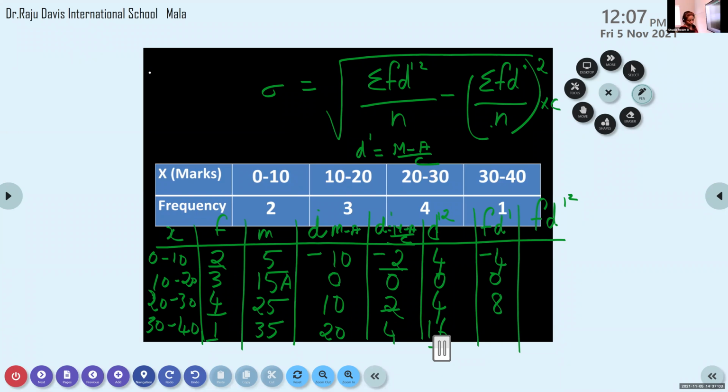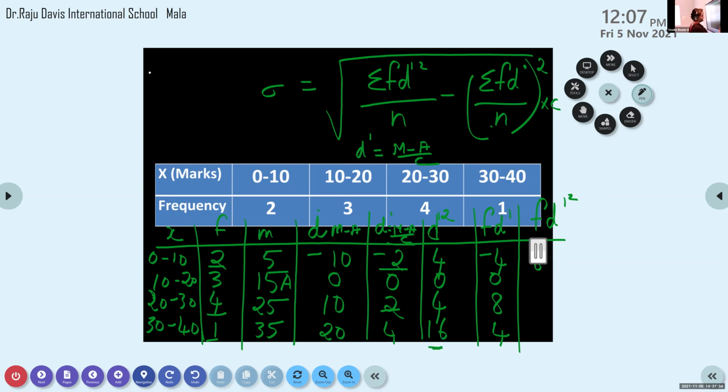4. Not this one, sorry. This is d dash square. Okay, next question. Next column, f d dash square. So f into d dash square you can do. F into d dash square, what will come, Rahul? This is what you were telling, d dash square. What is the answer? 8.